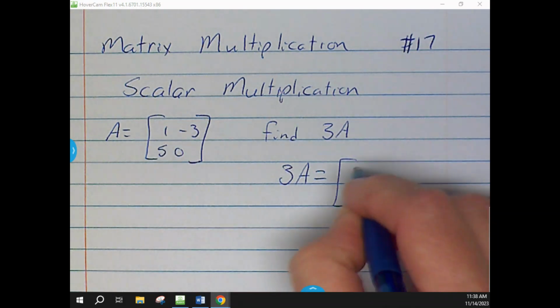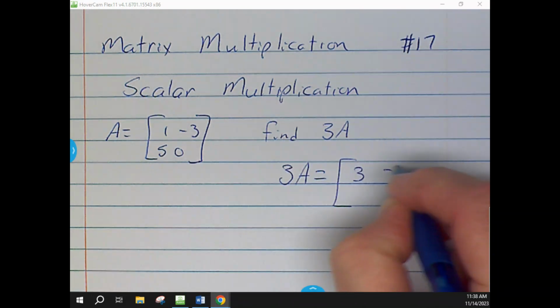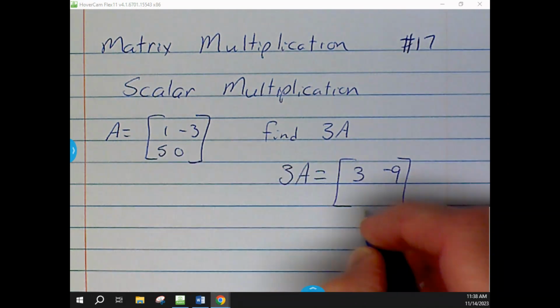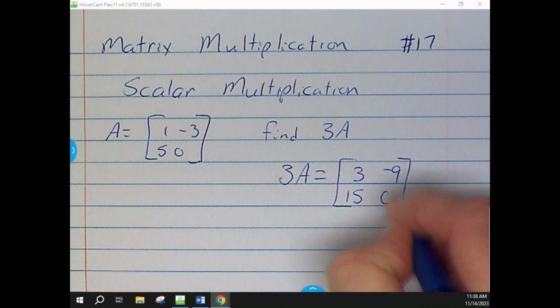So it's going to be 3, negative 9, 15, and then 0.